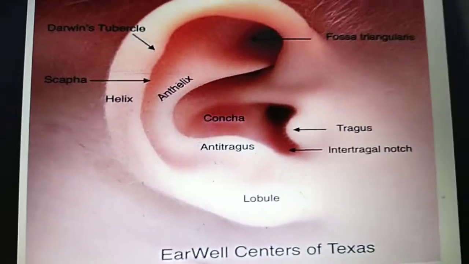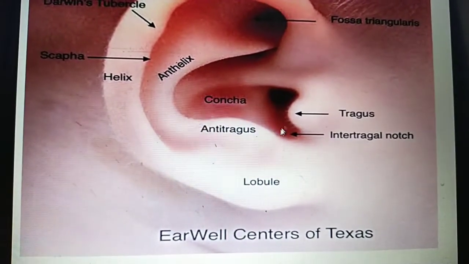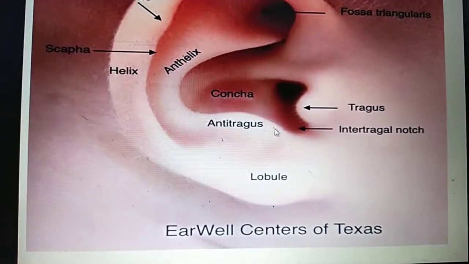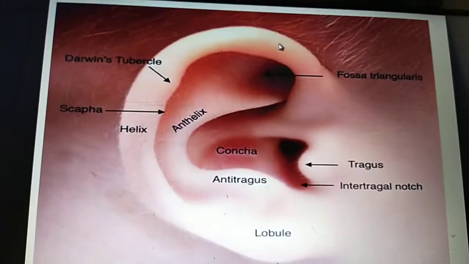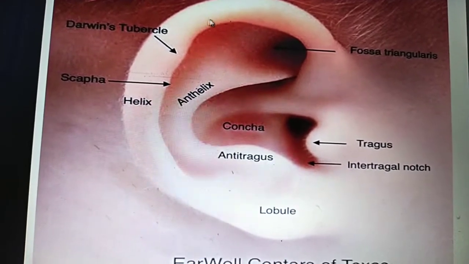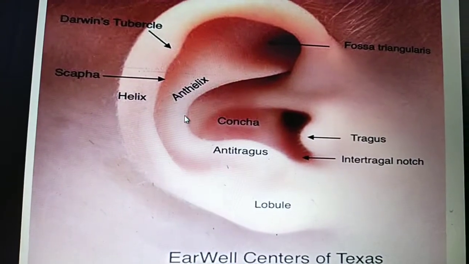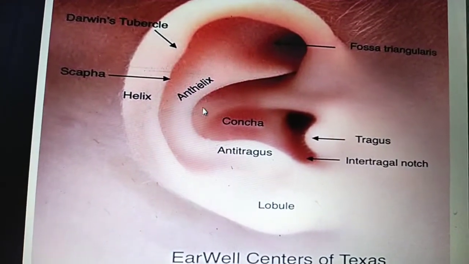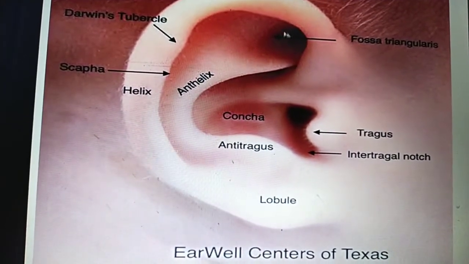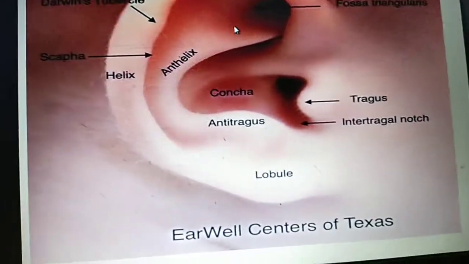This is a tragus. Opposite to this tragus, another cartilaginous projection is there. That projection is called the antitragus. This is the helix. Opposite to that, another cartilaginous part is the antihelix. In between the upper helix and antihelix, there is a triangular depression, called the triangular fossa.